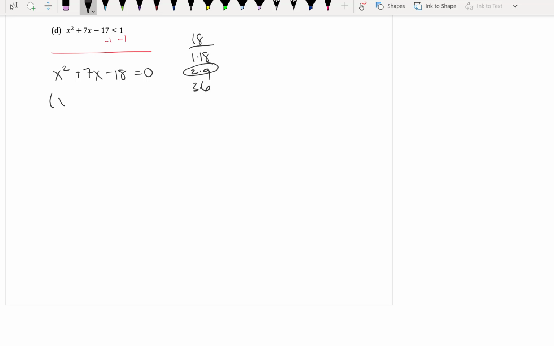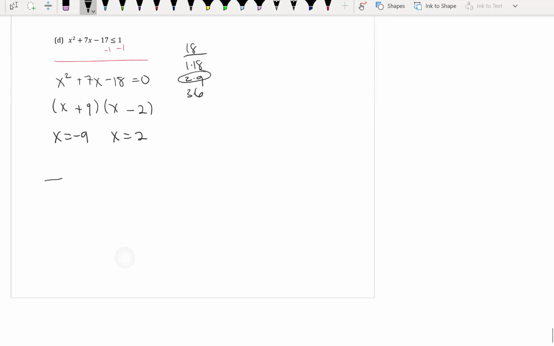So I have x, I'm going to have my 9 and my 2. So it would be a positive 9 and a minus 2. So 9 minus 2 is a positive 7, and positive 9 times negative 2 is a negative 18. So now I have that x is equal to negative 9, and x is equal to positive 2. So those are going to be my critical values. If I were to plot them, here's negative 9, and here's positive 2.